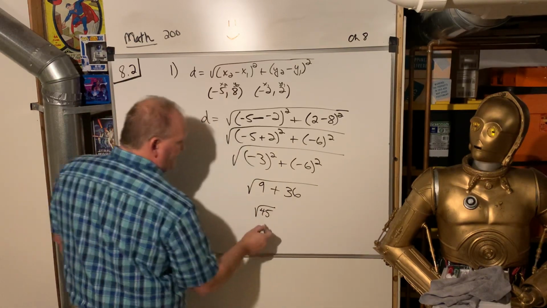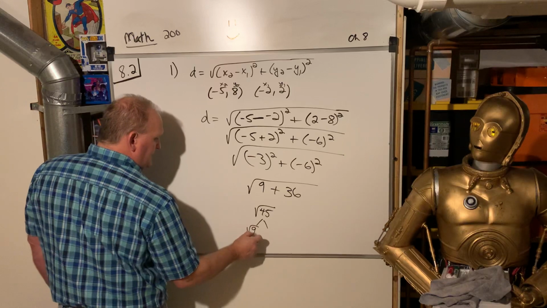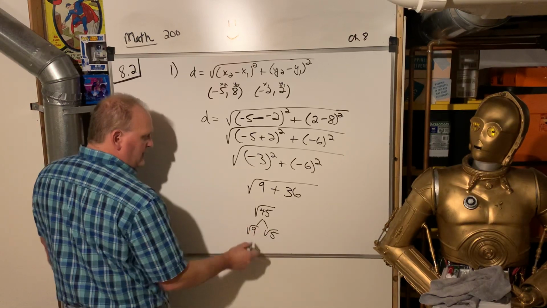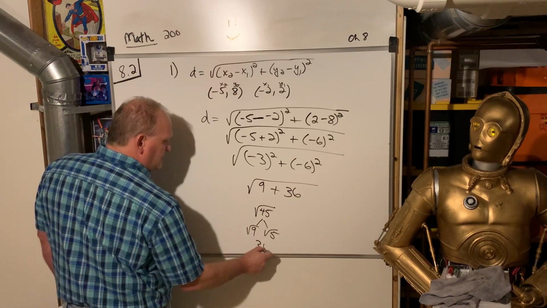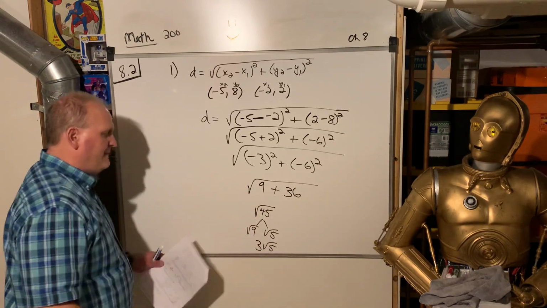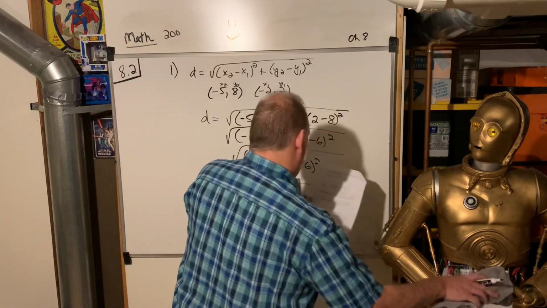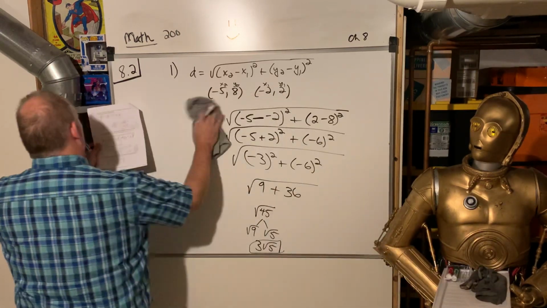And then there's a perfect square hidden in there. That's 9 times 5. And so the square root of 9 times the square root of 5, rather. And then what is the square root of 9? That's 3. 3 square root of 5. Okay? So that is the distance in simplified radical form. SRF. 3 square root of 5.